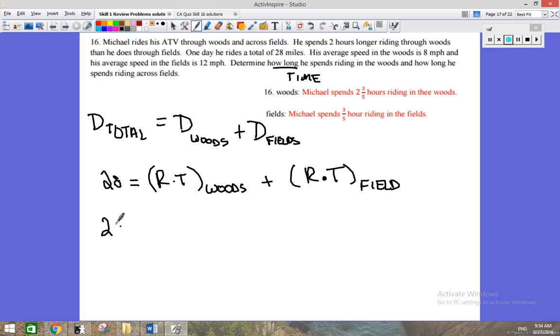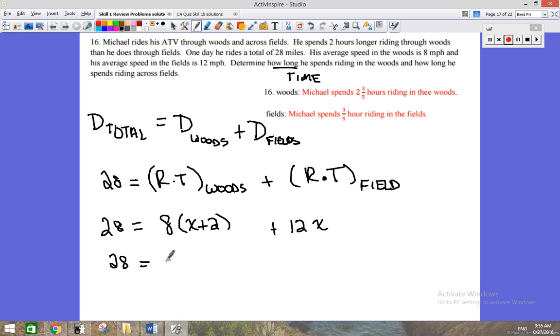All right, so we know how fast he's going through the woods. He must slow down a little bit, 8 miles per hour. And in the fields, he can go faster, 12 miles per hour. He spends 2 hours longer riding through the woods than he does the field. So if I let X be the time in the field, then the woods is longer. How much longer? Well, it says 2 hours longer. So now I have an equation, one equation, one unknown, and I can solve for X.